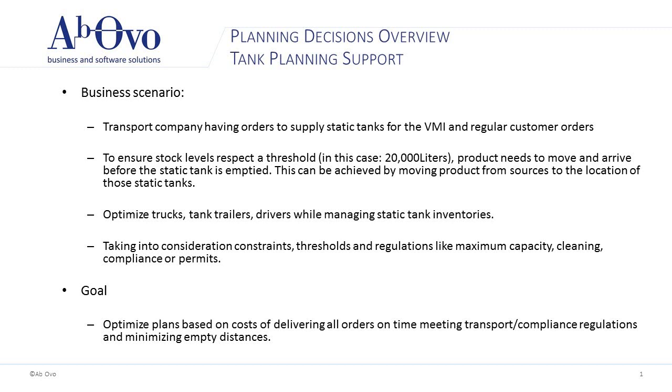In this particular puzzle, we have regular orders for the transport of tanks to customers, as well as orders to refill the static tanks. We need to maintain a minimum stock level in the static tanks. The goal is to optimize the plan and route by minimizing the costs. At the same time, we must obey compliance rules, take into account constraints and thresholds such as cleaning, stock levels, and transport regulations like hazmat.